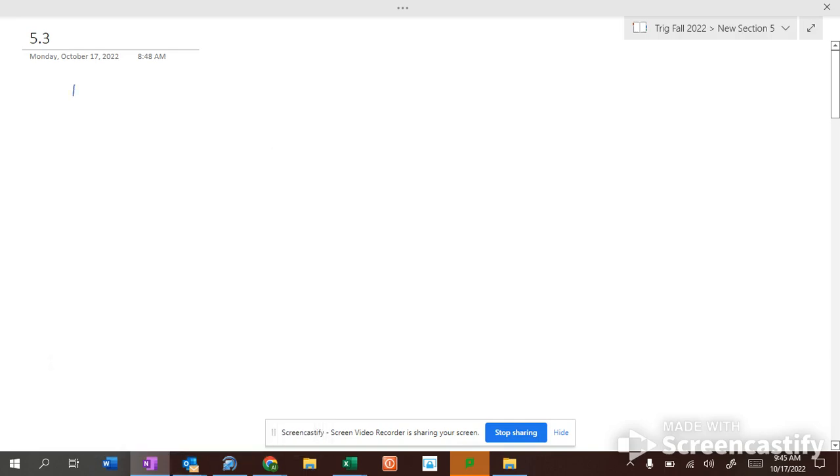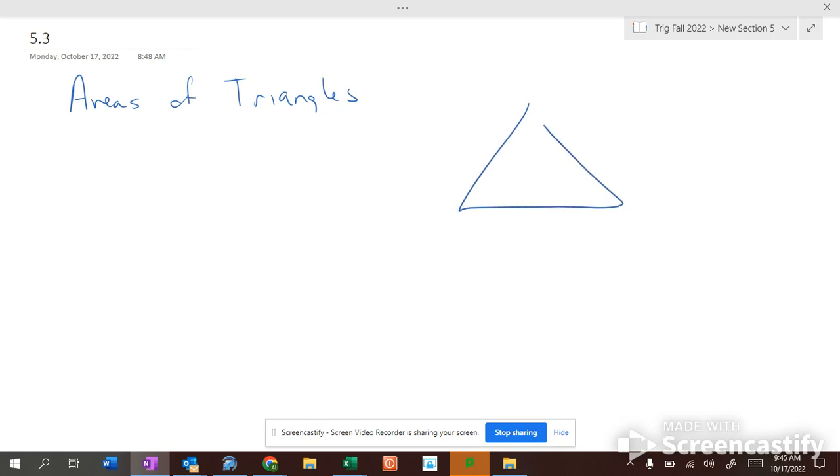All right, section 5.3 is areas of triangles. We did this in geometry, Mr. Comas says. Here's a triangle. What's the area formula from the front of the room? 1/2 the base times the height. Okay, where the base is here and the height is here.